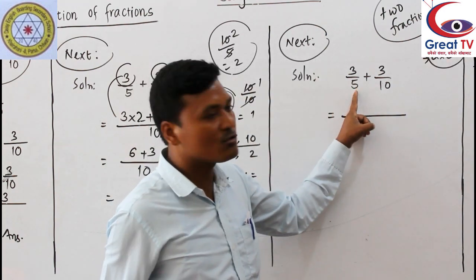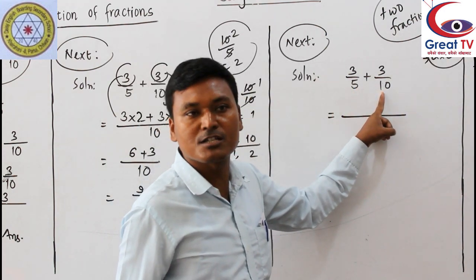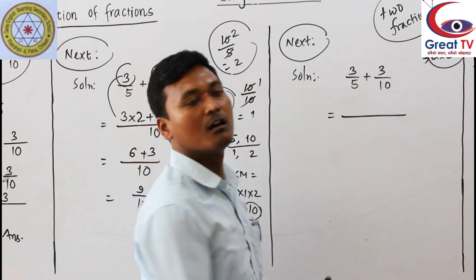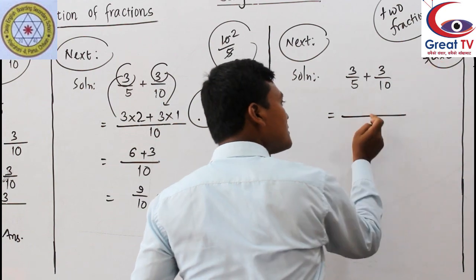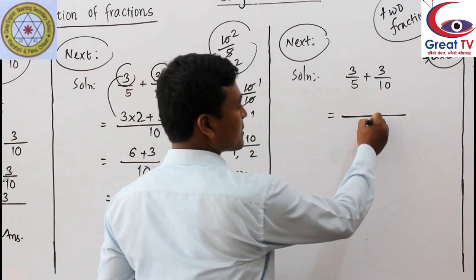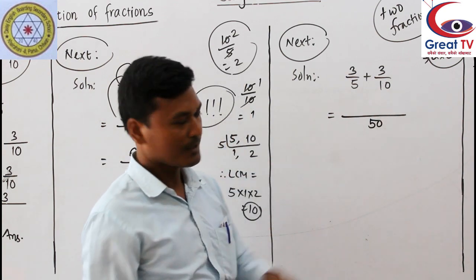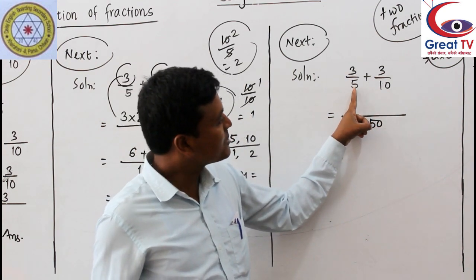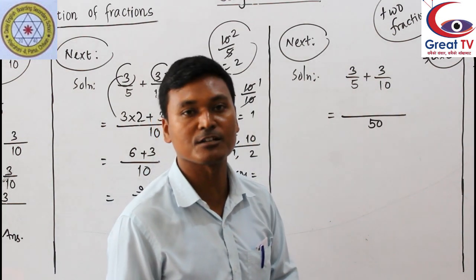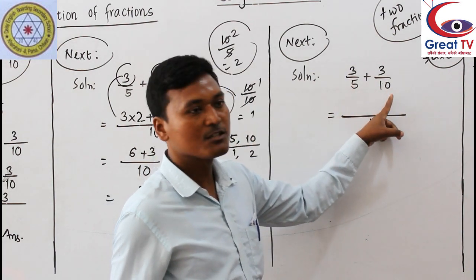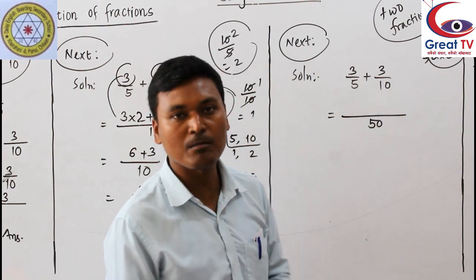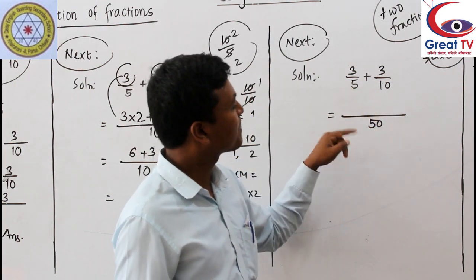Here, the first denominator is 5, second denominator is 10. First step, multiply denominator with denominator. Write the product in the denominator. That means 5 tens are 50. I repeat, multiply denominator with denominator and write the product in the denominator. 5 tens are 50. If there is a minus sign, no problem, by the time also 5 tens are 50.